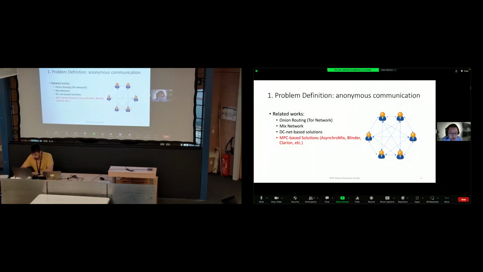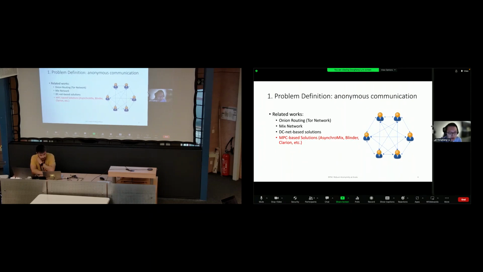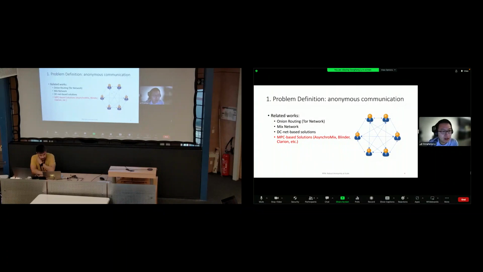For this problem, we also have a lot of related works. We have solutions like onion routing, and one good example is the Tor network. As we know, the Tor network suffers from many problems such as traffic analysis. We also have related work such as mix networks, which usually have long latency. And we also have related works like DCNet-based solutions. These solutions work very well for a small group of parties, but do not work well for a large group of parties. Our work actually falls into the category of MPC-based solutions. We will also discuss the related works very soon.